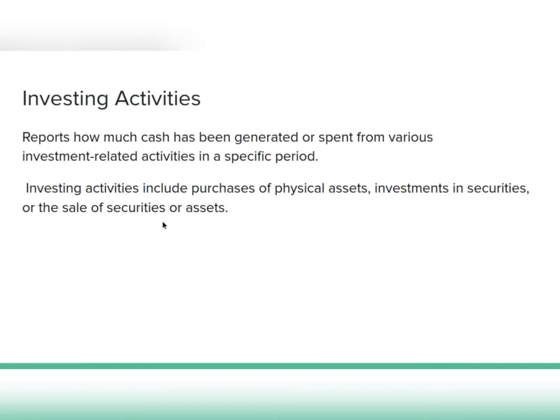Alright, and then the next portion of the statement of cash flows that we'll discuss is investing activities. Investing activities report how much cash has been generated or spent from various investment related activities in a specific period. Investing activities would include purchases of physical assets, investment securities, or to sell securities or assets. I'm pretty sure we all know what investing is.